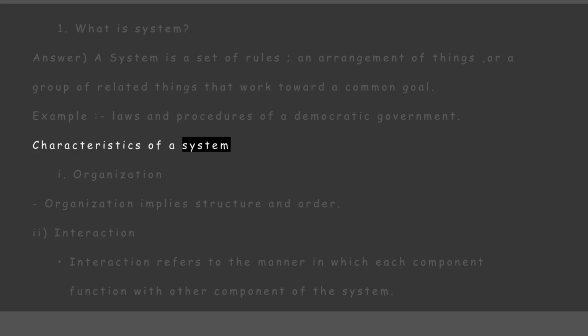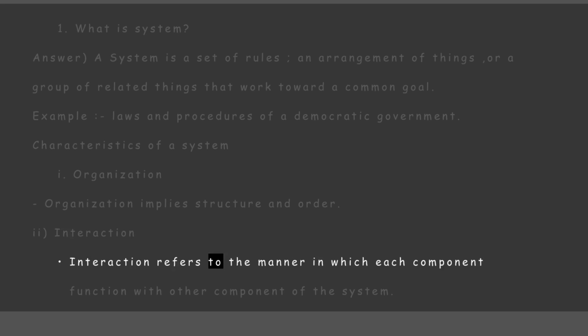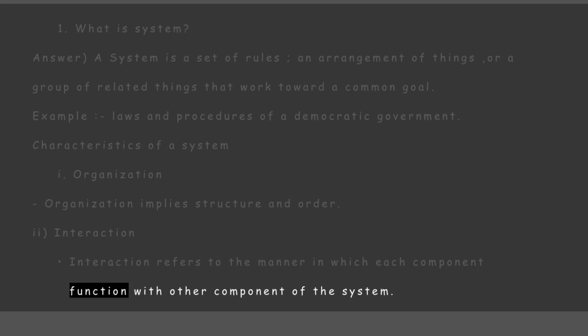Characteristics of a system. 1. Organization. Organization implies structure and order. 2. Interaction. Interaction refers to the manner in which each component functions with other components of the system.